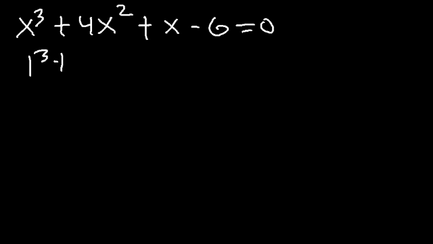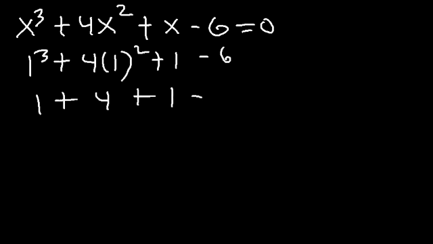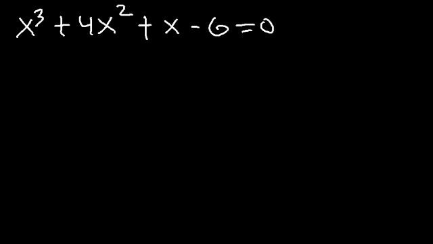So we have 1 to the third plus 4 times 1 squared plus 1 minus 6. 1 cubed is 1. 1 squared is 1 times 4. And 1 plus 4 plus 1 is 6. 6 minus 6 is 0. So 1 is once again a solution. So as a factor, it's going to be x minus 1. So now let's use synthetic division.